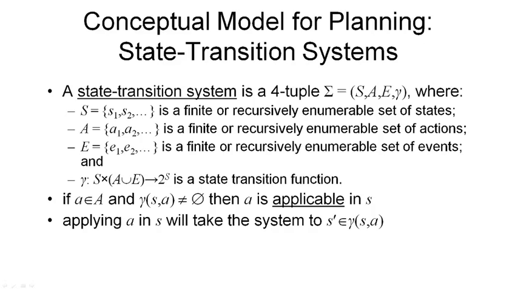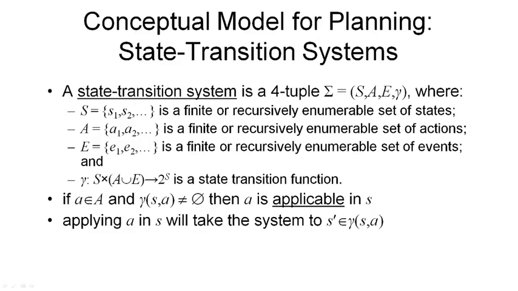The second component is a set of actions. Actions are the things an agent can do to change the state of the world. The third component is a set of events. Events can happen in the world and are not under the control of an agent, but events too can change the state of the world.